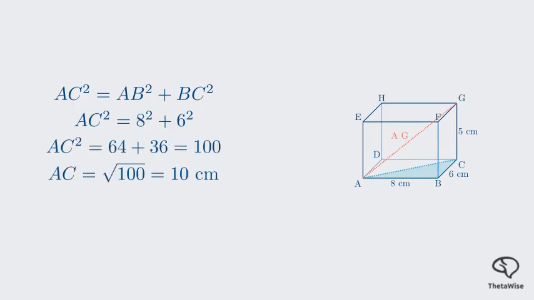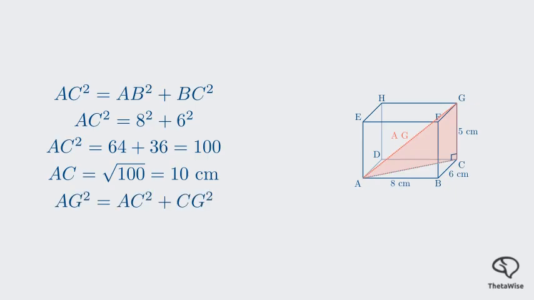AC squared equals 8 squared plus 6 squared. 64 plus 36 is 100. So AC is the square root of 100, which is 10 centimeters. Now that we know AC is 10 centimeters, look at the vertical triangle ACG. Because the edge CG is vertical and AC is on the horizontal base, the angle ACG is 90 degrees.